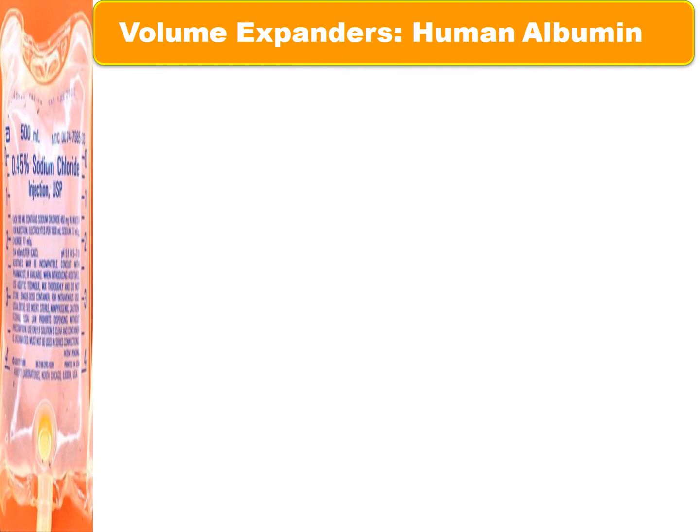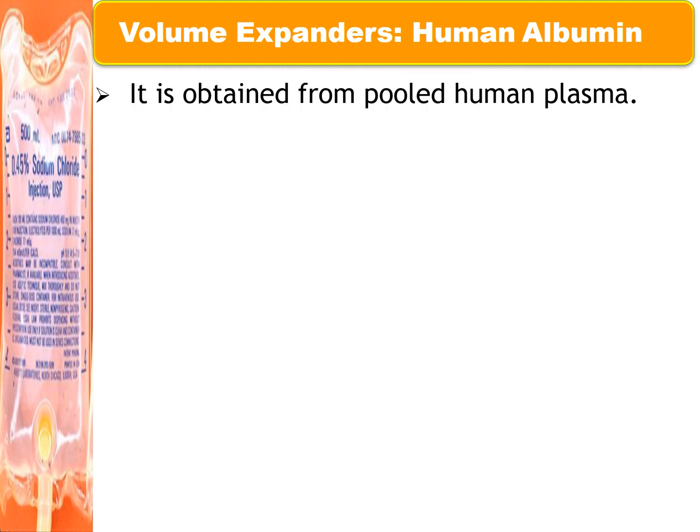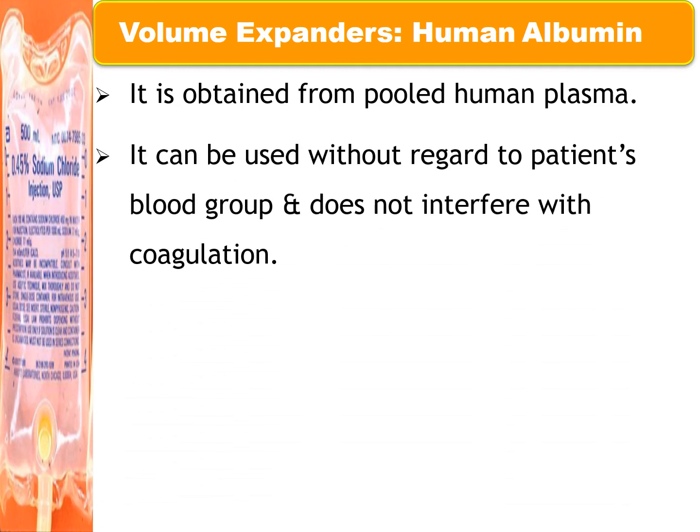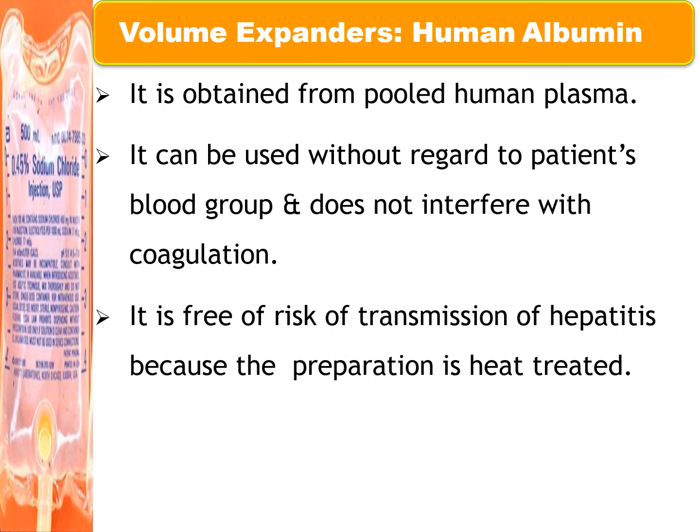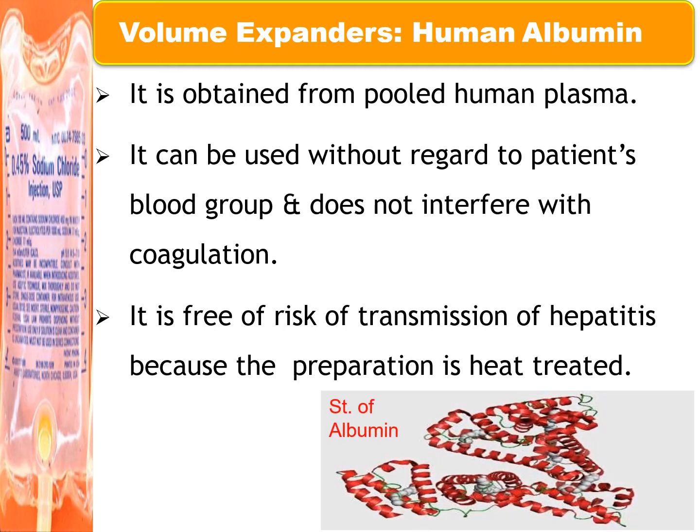In addition to this, the human albumin is obtained from pooled human plasma. The human albumin can be used without regard to the patient's blood group and does not interfere with the process of coagulation. Human albumin is free of risk of transmission of hepatitis because the preparation is heat treated. This is the structure of the albumin.